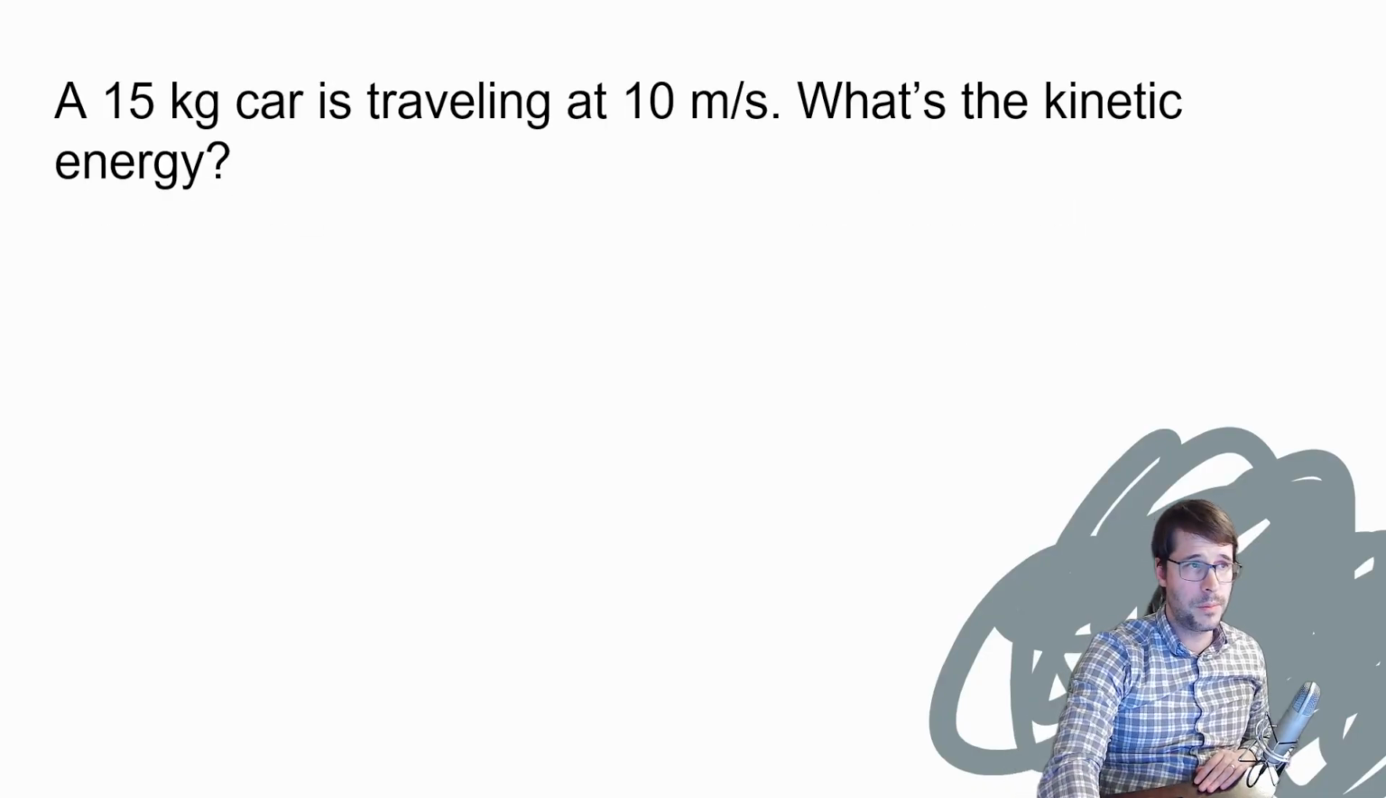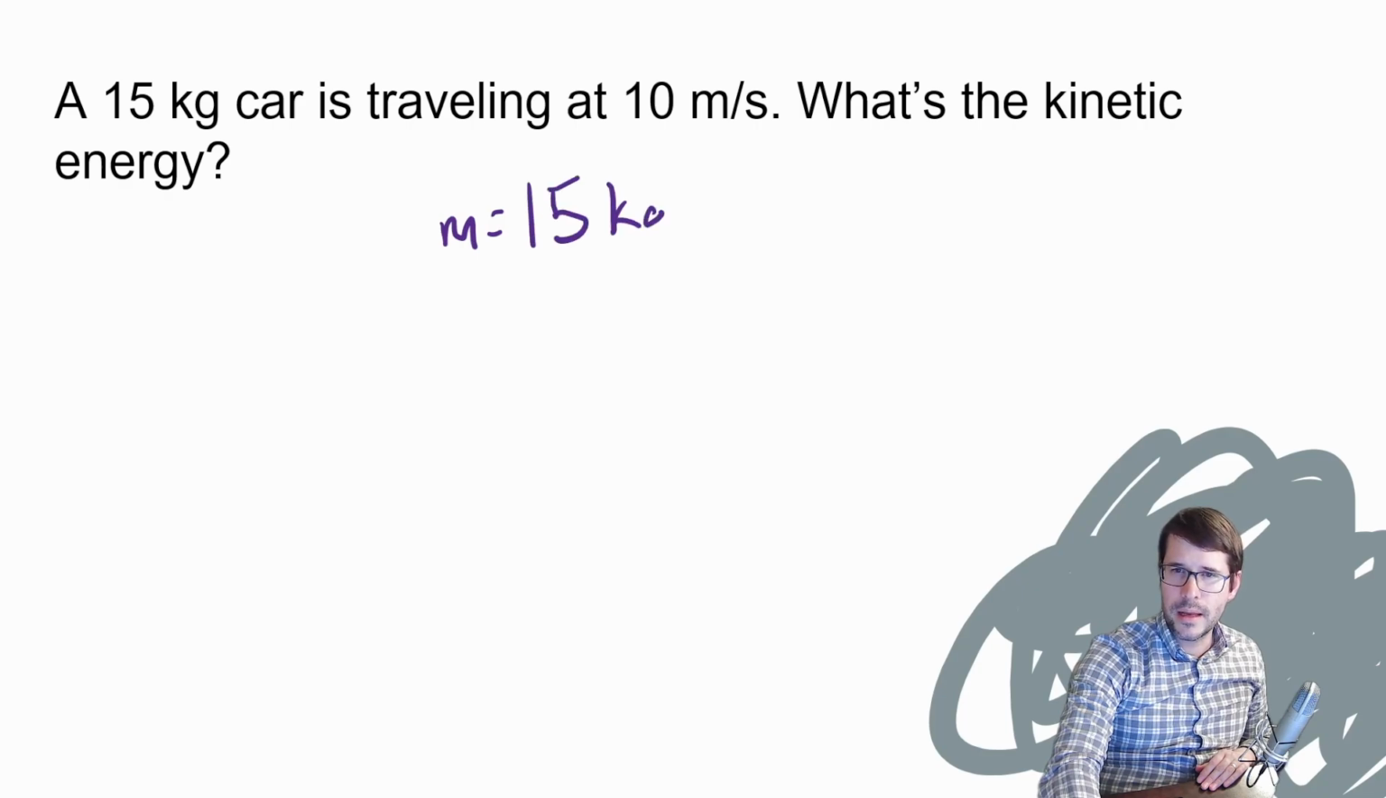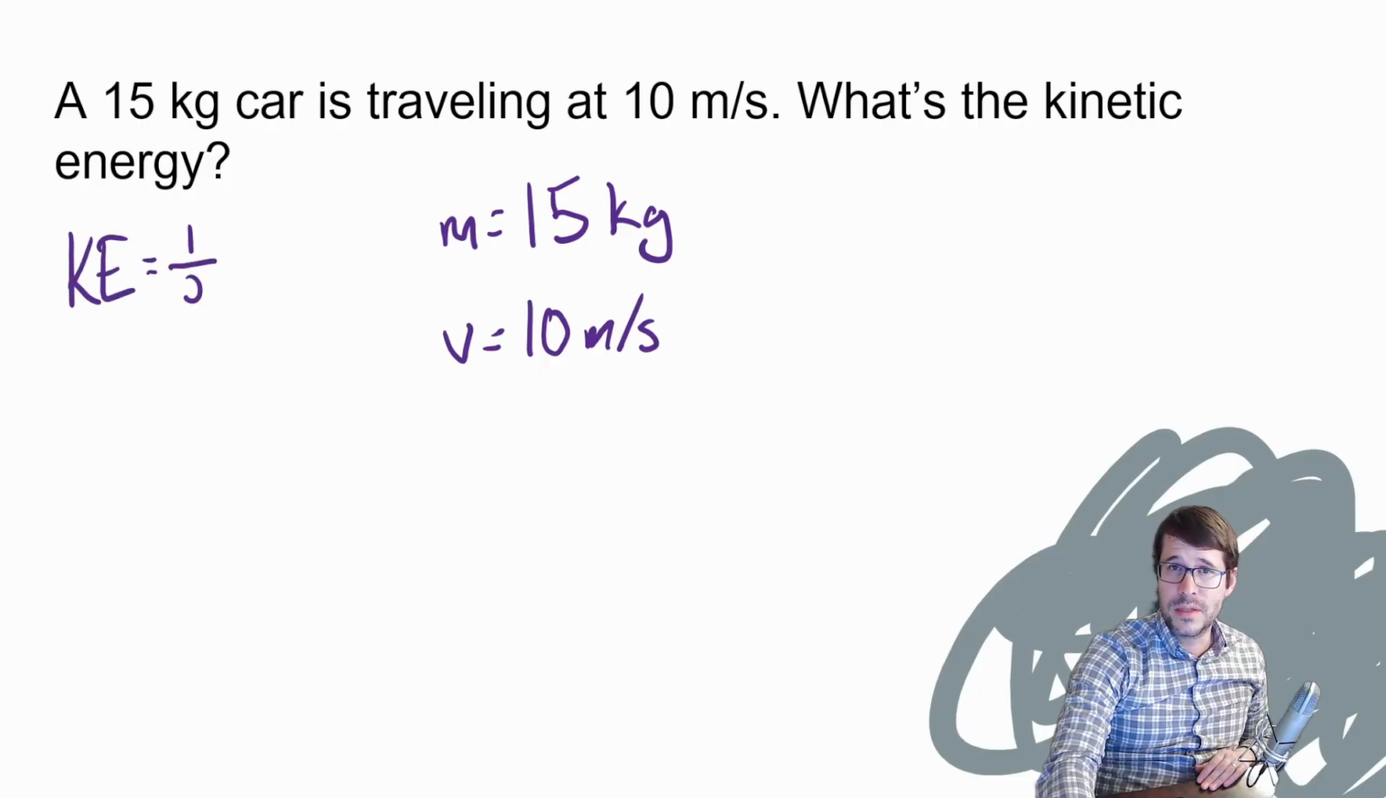All right, here's a problem. A 15 kilogram car is traveling at 10 meters per second. What's the kinetic energy? So for any of these kinds of questions, we want to think what's the formula we're going to use and what are the variables that are involved. So let's take a look. Here I identified 15 kilograms is the mass, and that the velocity or the speed is 10 meters per second. I'm looking for kinetic energy, so I'm going to use the kinetic energy formula, 1/2 mv squared.